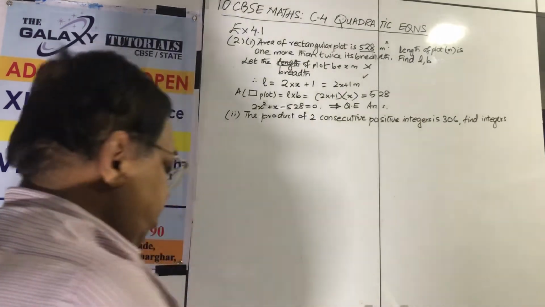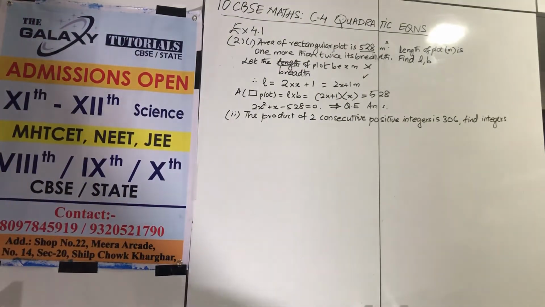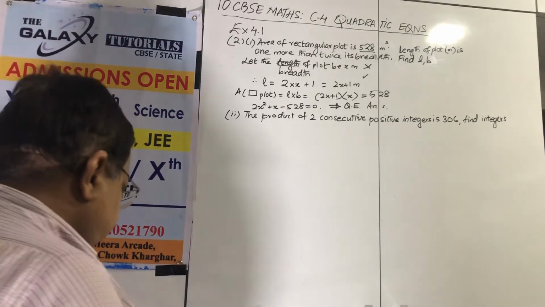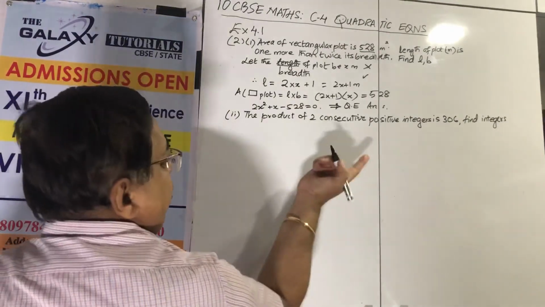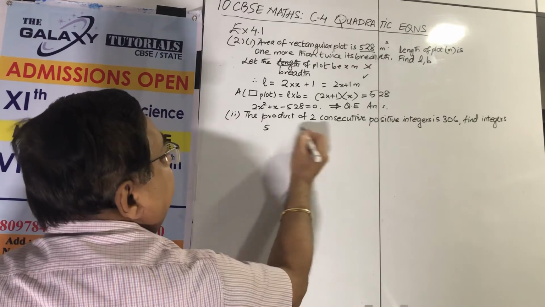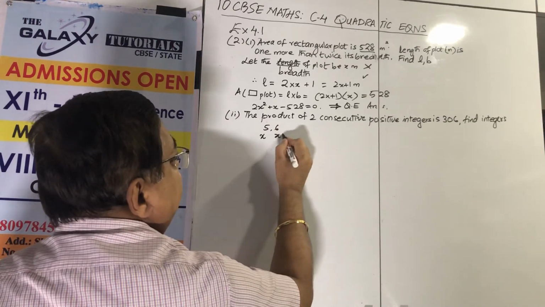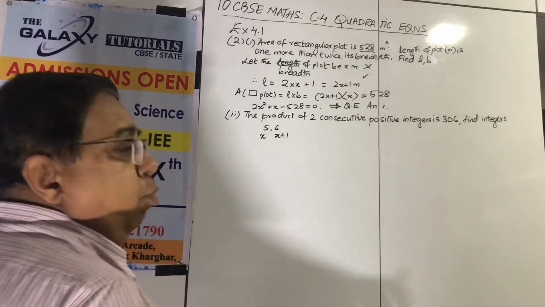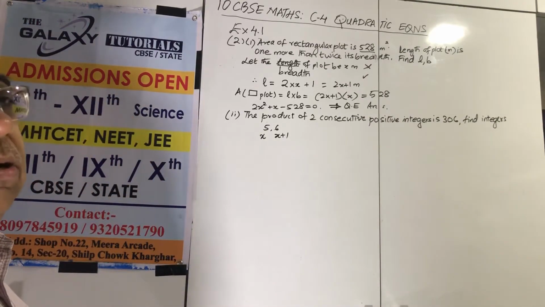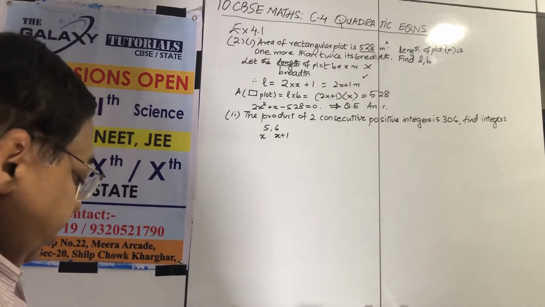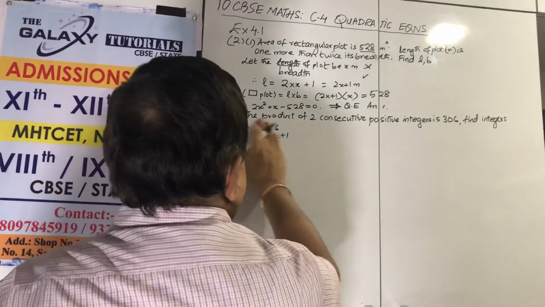Okay, this is the question which is given to us. Two consecutive positive integers, my friend. Now, you can take any number. If I take 5, the next consecutive positive integer is 6. So, if this is x, this is x plus 1. One more than the previous is the next positive number. Okay, so we will write this.